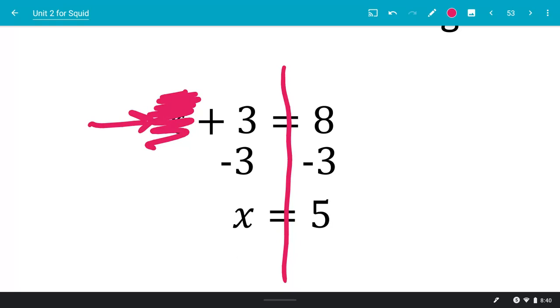Am I going to move the 8 or am I going to move the 3? Why the 3? Because it's with the variable and we want the variable to be by itself. We want to isolate it. That's what solving is, right?